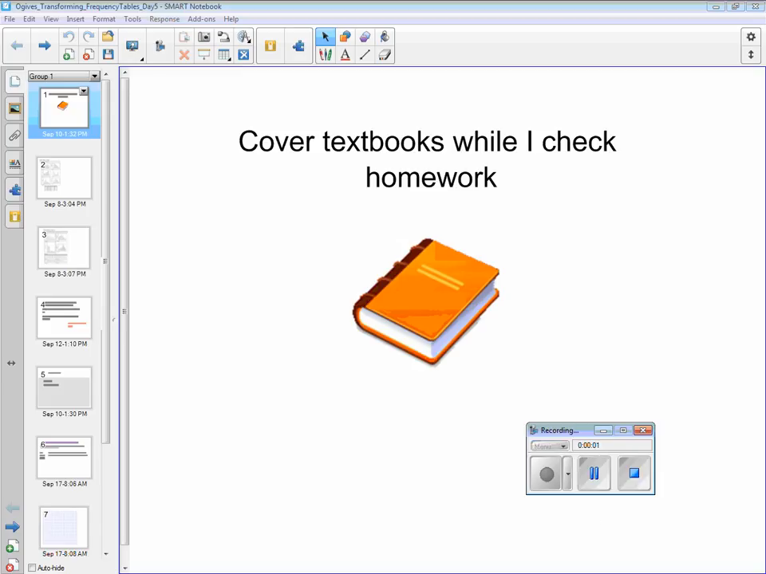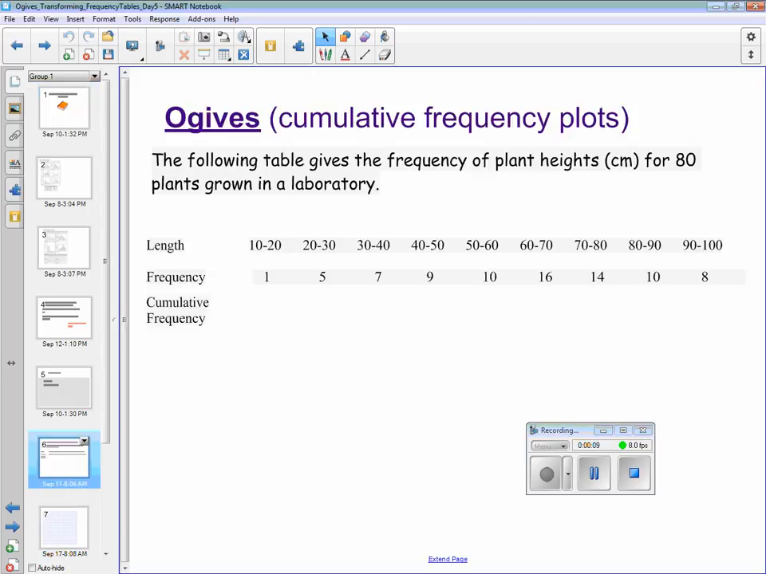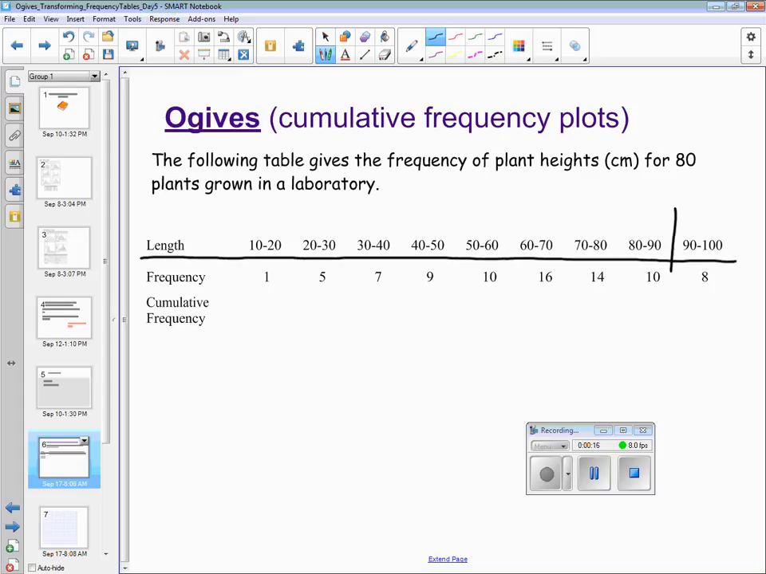Already checked, I've already covered our books during Flex today. I'm going to come around and check homework, but while I'm doing that, I want you guys to take some information here, and I want you to create a histogram from it, okay? So I'm going to just kind of show you what I'm looking at here.